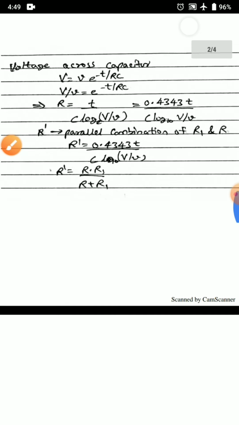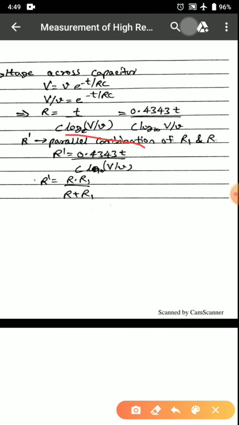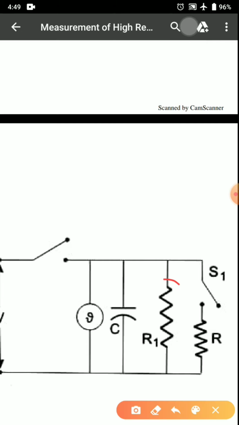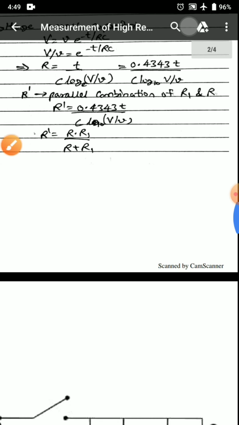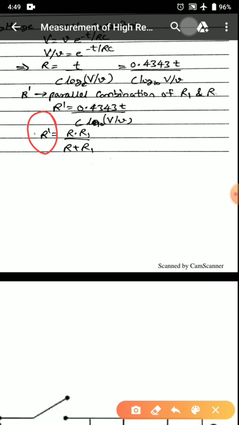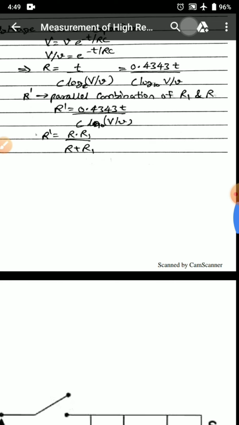Based on this, I can clearly make out that R dash is the effective resistance, that value that I am getting. Conducting the experiment 2 times, I get 2 values. When switch S1 was open, I got the value of R1. When switch S1 is closed, I get the value of R dash. That is, I know the value of R dash and I know the value of R1. Based on this, I can clearly make out the value of R. This experiment will give me the exact value of the unknown resistance that is connected.